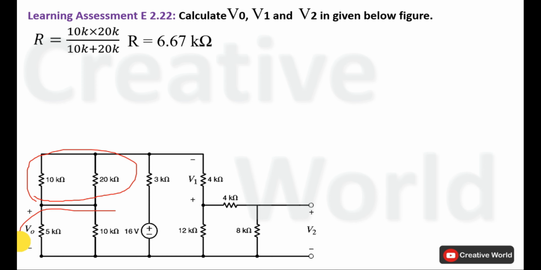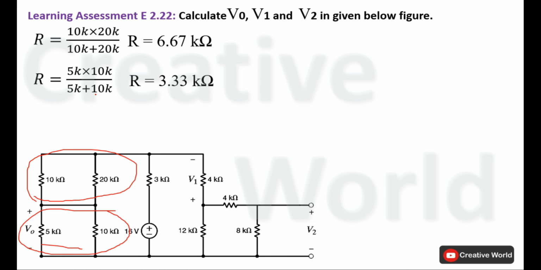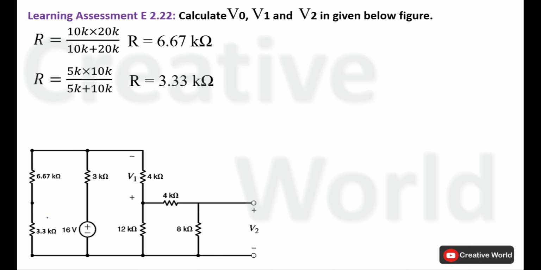Similarly, these two resistances are also connected in parallel. We can calculate their equivalent resistance as well. Equivalent resistance of these two resistances will be the product of these two resistances divided by their sum and the value will be 3.33 K. Now we can replace these resistances with their equivalent resistance having the values of 6.67 kilo ohm for these two resistances and 3.33 kilo ohm for these two resistances. So update the circuit according to calculated values.